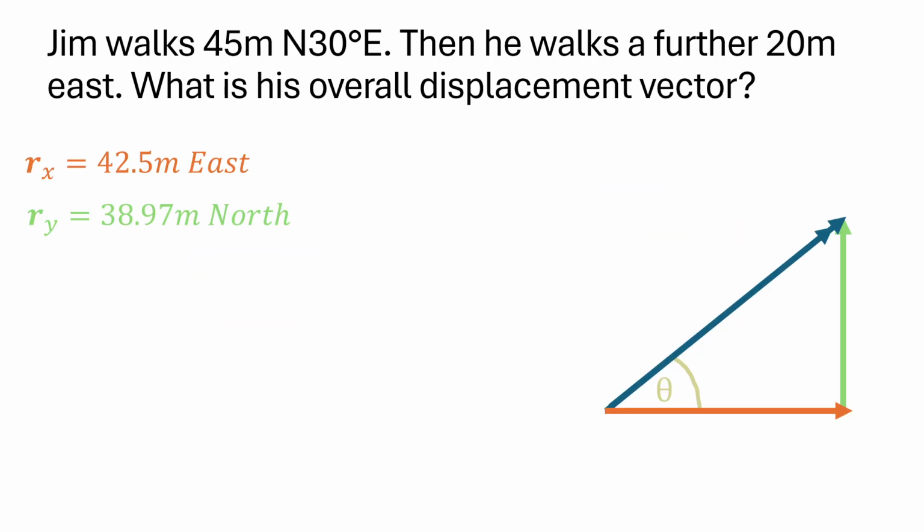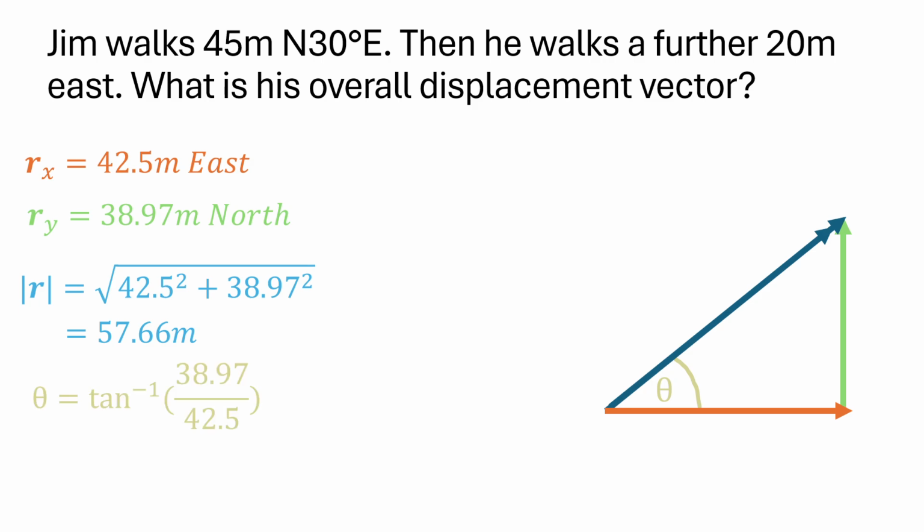So now we have the horizontal and vertical components of the resultant vector. We can use Pythagoras' theorem to determine the magnitude of the displacement. Square root of 42.5 squared plus 38.97 squared, which will be 57.66 meters. Then we're trying to work out the direction it's going to be acting in. First of all, we're going to work out theta, the angle inside, and then we'll work out a form which is comparable to the direction that we were given in that question. So theta is tan inverse of 38.97 over 42.5, which is 42.52 degrees.